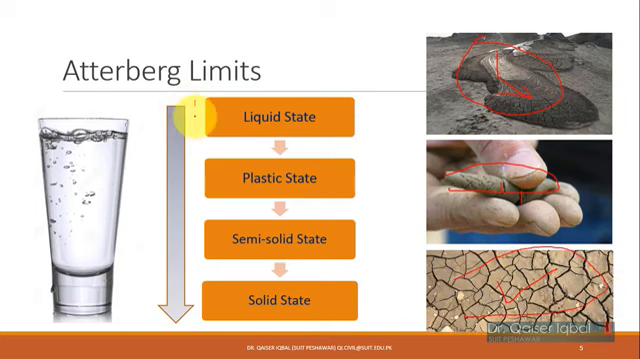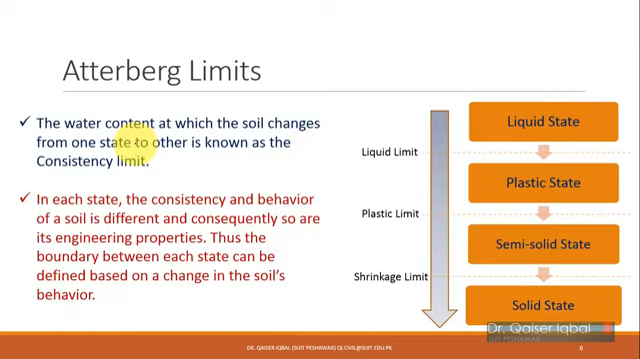So if you keep on reducing the moisture of a particular soil, the soil state will change from one to other, and these are called the Atterberg limits. So based on these states, he gave some limits as well. So what are the limits? The limits are the boundaries between two states.